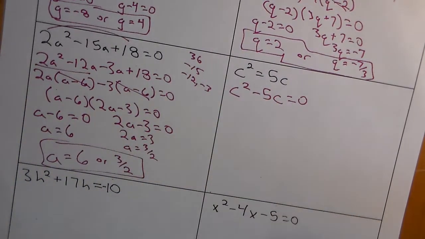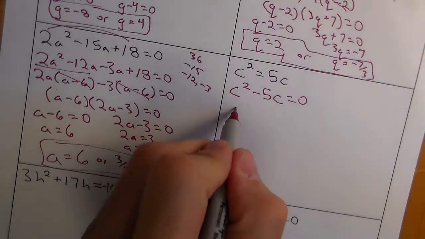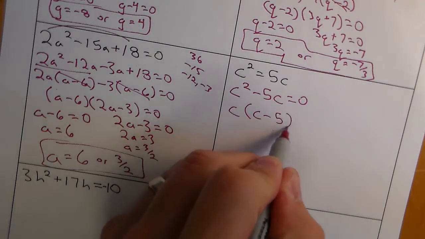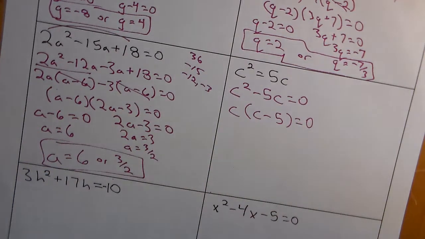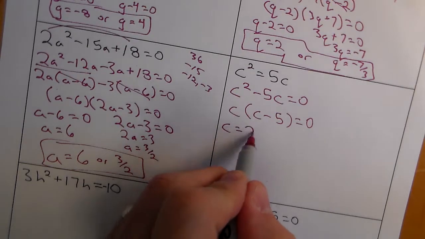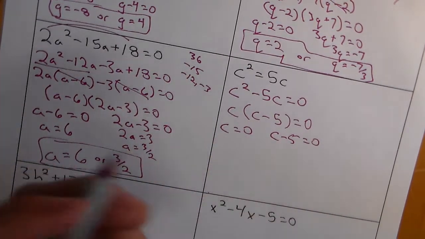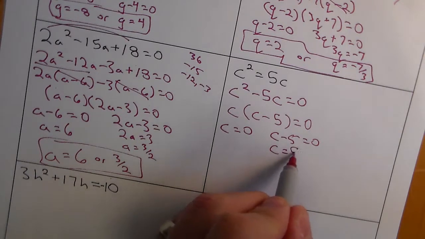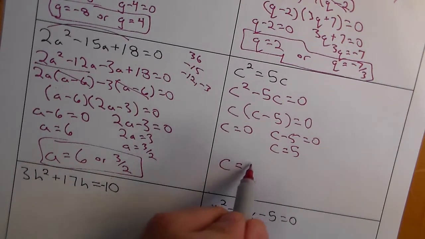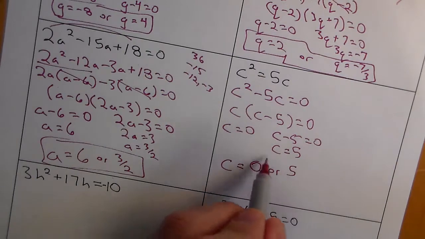So now it's c squared minus 5c. Not a trinomial, but they have in common a c. So when that comes out, we're left with c times c minus 5, which set the factors equal to 0. C equals 0, that one's done. Add 5, we get c equals 5, so c is 0 or 5.